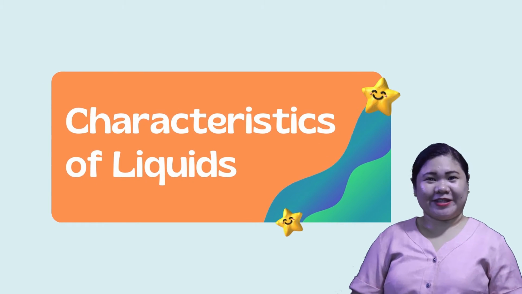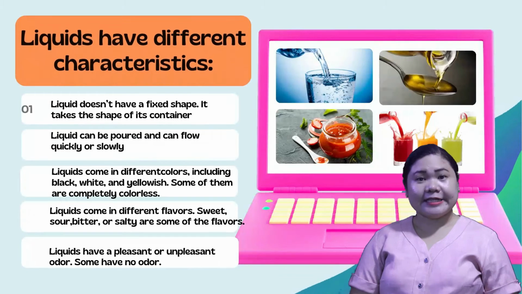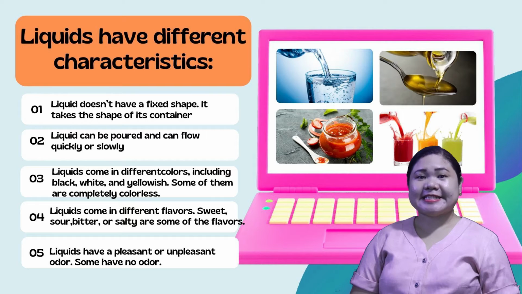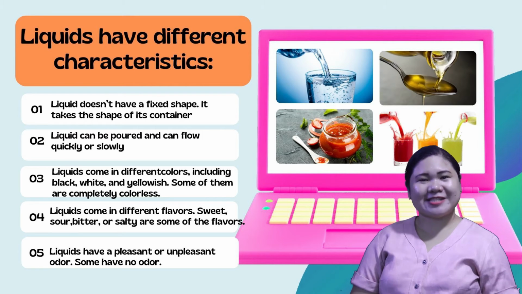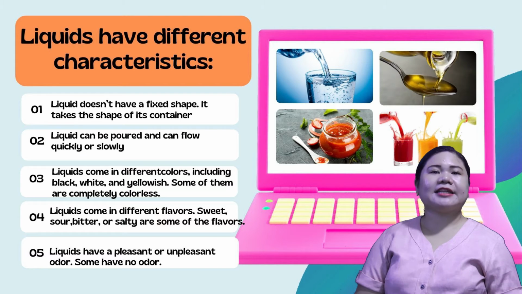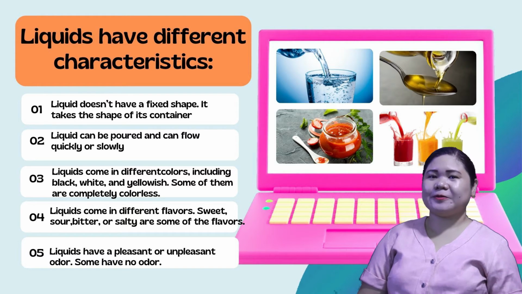Characteristics of liquids. Liquid doesn't have a fixed shape. It takes the shape of its container. Liquid can be poured and can flow quickly or slowly.